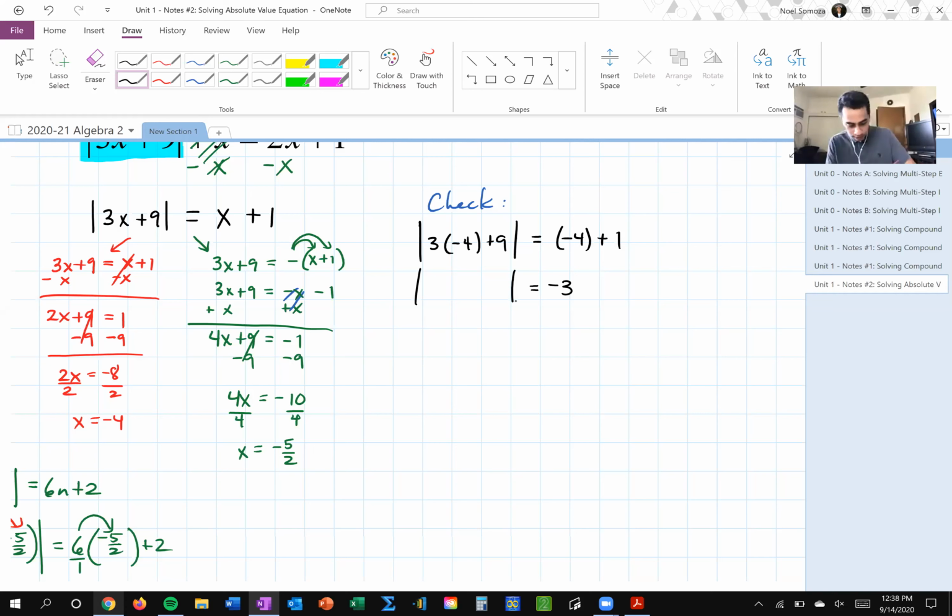Let's just keep going just so I can show you. Negative 12 here, 3 times negative 4 is negative 12, plus 9. So then what you get on the inside, you're still working on the inside, cleaning this up first. You're going to get the absolute value of negative 3, okay? However, absolute value of negative 3 becomes positive 3, and 3 does not equal negative 3. That's a false, right? So what do we know about negative 4? Negative 4 is extraneous.